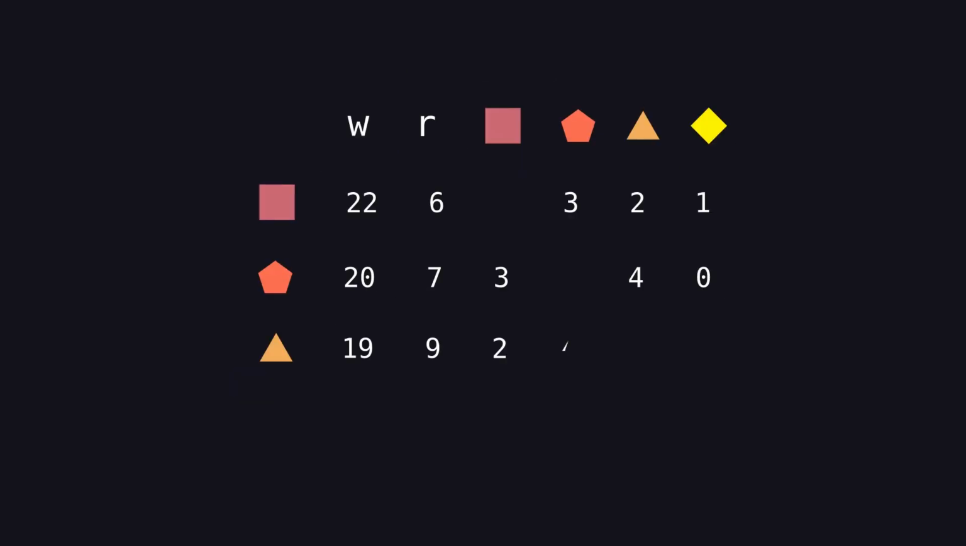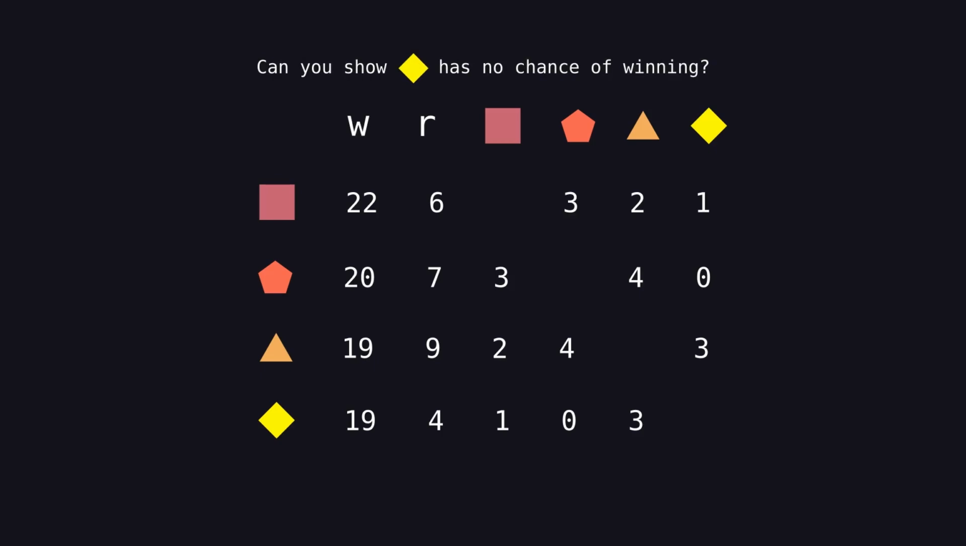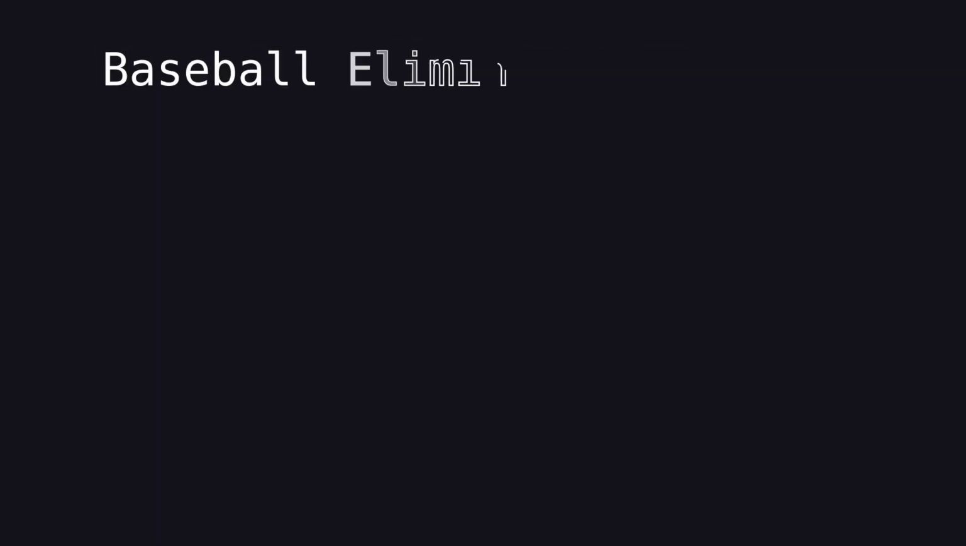Here is a harder example. Can you show that Diamond has no chance of winning the season? This is known as the Baseball Elimination Problem. You can determine whether a team is eliminated by turning this into a max flow problem.